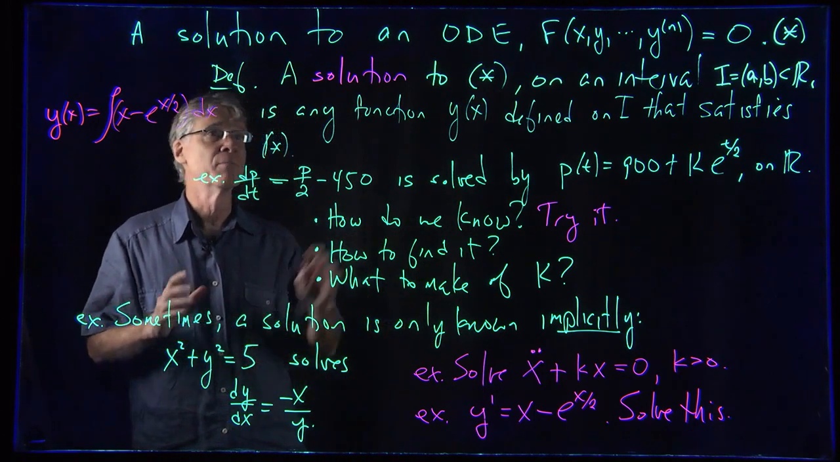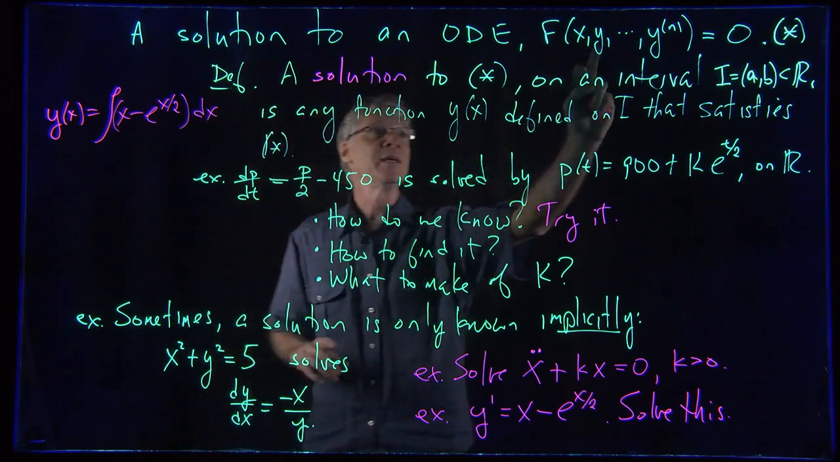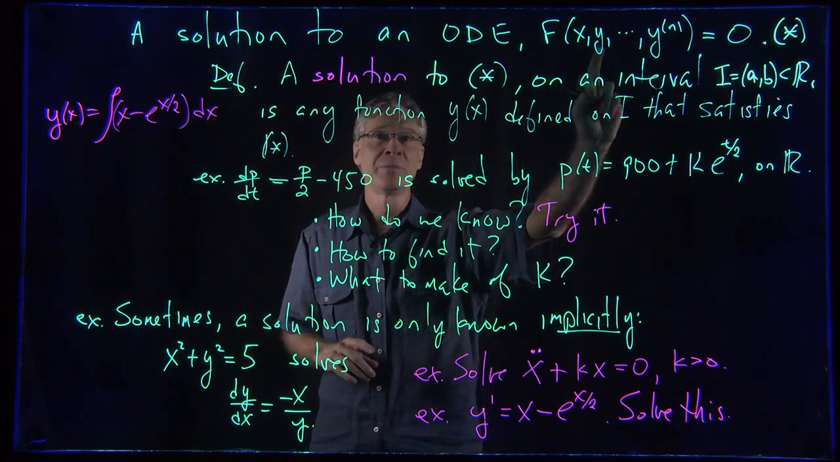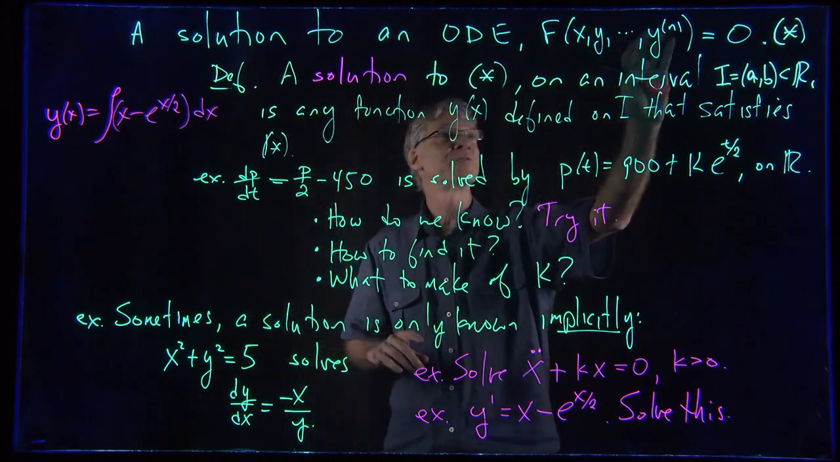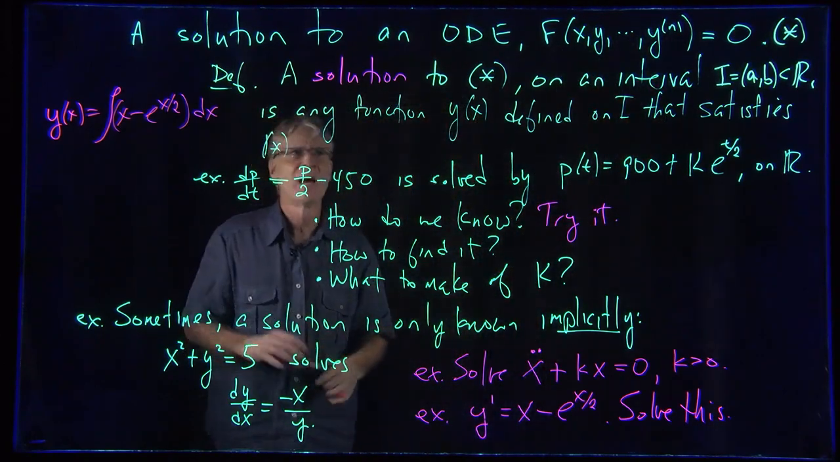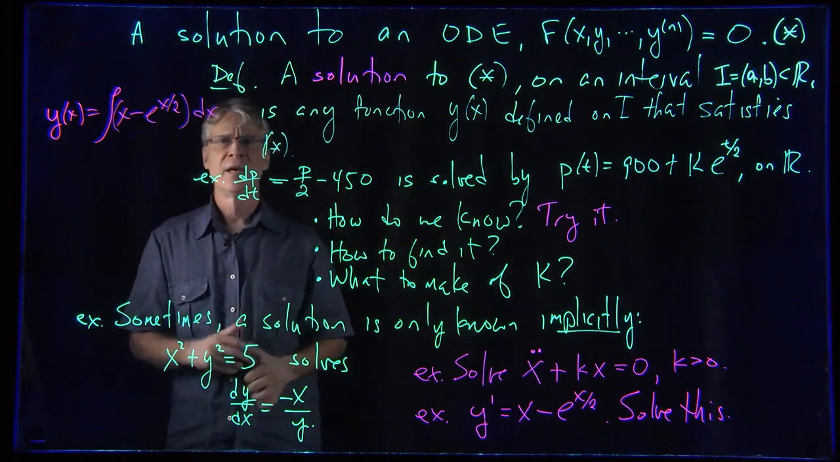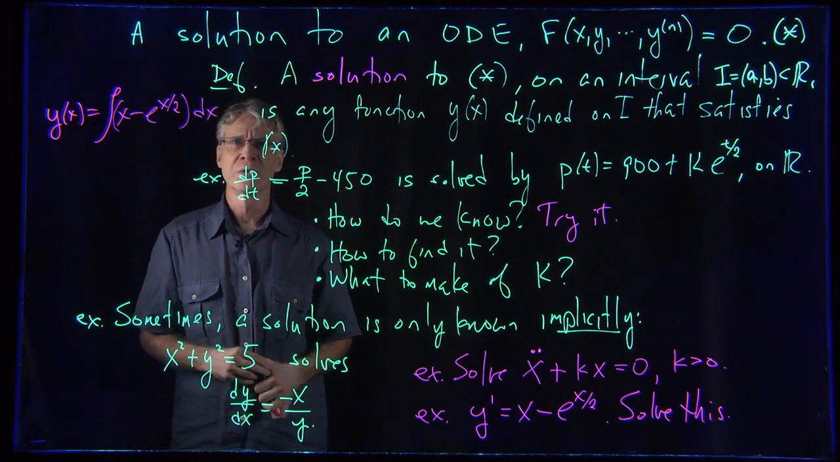For the most part, it's nothing more than a function between the independent variable and the dependent variable, such that when I take that function, I stick it in for y, and I take its derivative and stick it in for all these other parts, I get something that makes sense for that general nth order differential equation.